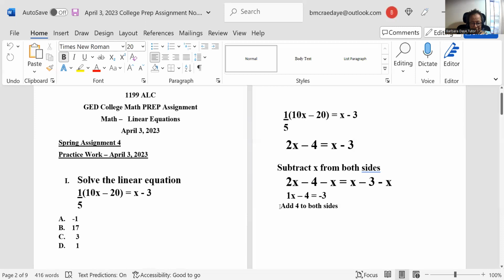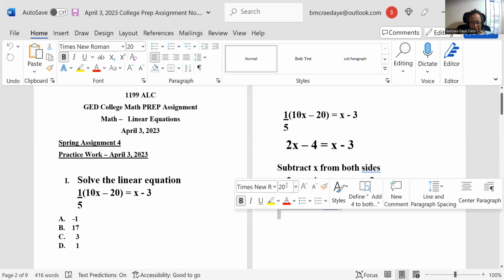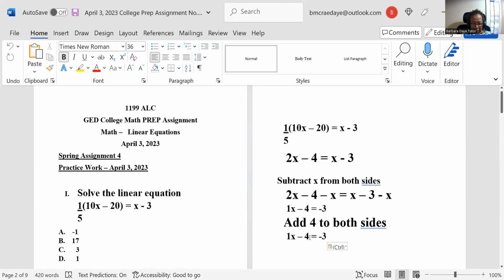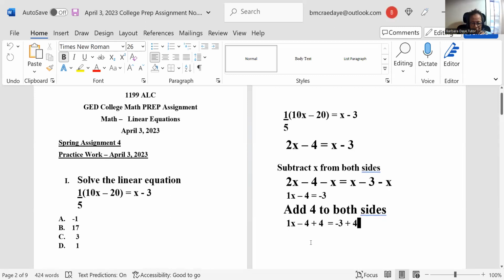Let me make that bigger. Okay, so let's add the 4 to both sides. Let's copy that equation and add the 4. So add 4 to the left side. And add 4 to the right side. Now, Mercedes, what do you have over on the left side? Over here, what's left?